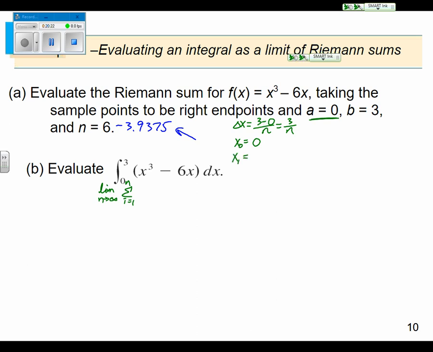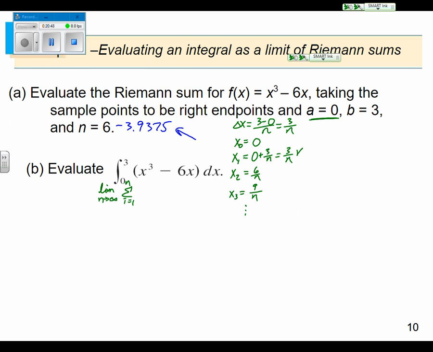And then my x sub 1, my next endpoint, is going to be at whatever a is plus delta x. Well, my x2 is going to be at whatever this guy is plus another delta x. So I'm adding 2 delta x's to it. So I'm just adding a delta x to get to the next one. I'm adding 3 over n each time.